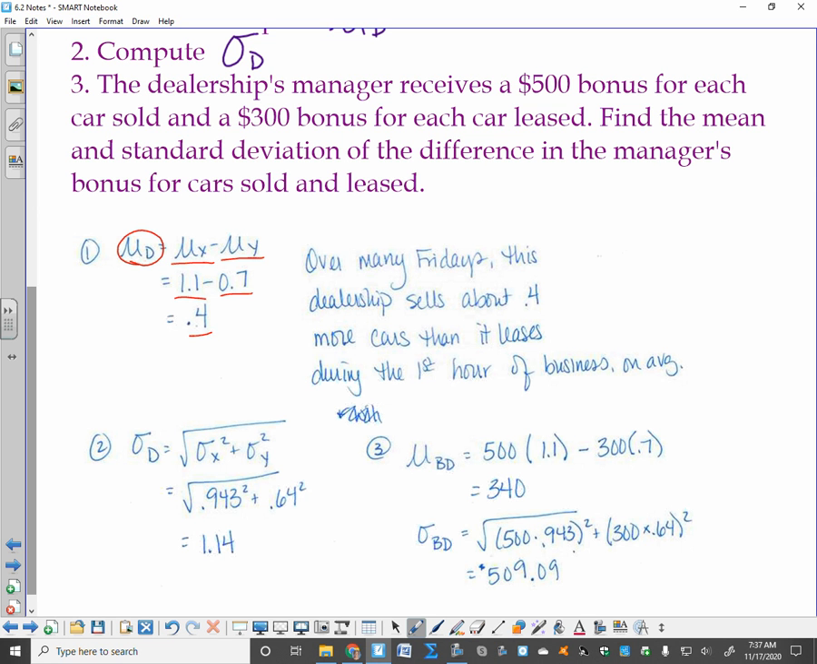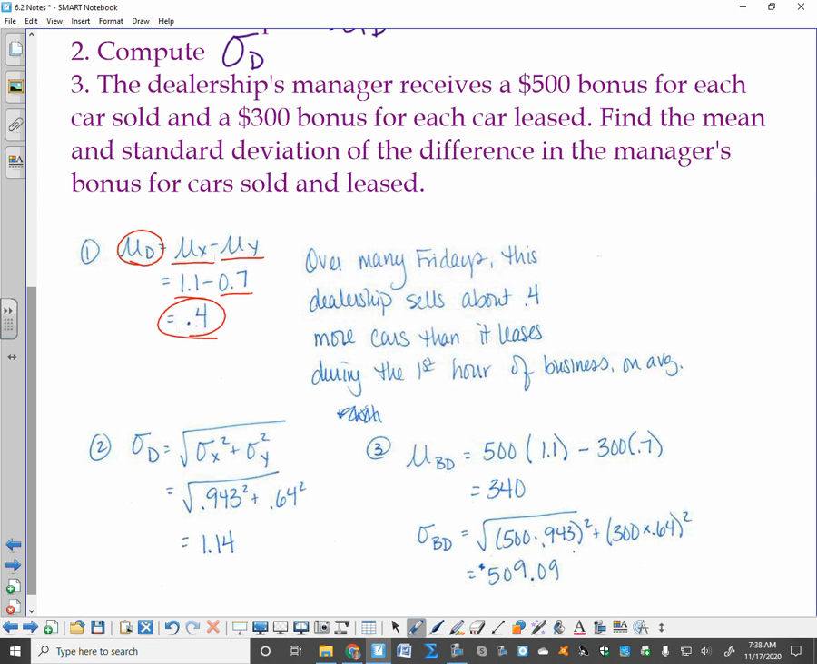Plugging in my numbers. There it is. And then I have this cute little sentence. Over many Fridays, this dealership sells about 0.4 more cars than it leases during the first hour of business. Remember, this 0.4 is the difference between number of cars sold and number of cars leased. And since that's a positive value, I can conclude that the dealership sells about 0.4 more cars. And writing a sentence like that shows that you understand what you're finding.